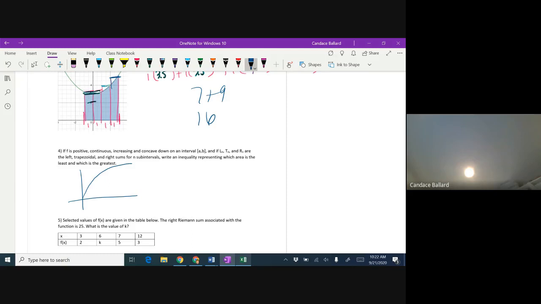Okay, so we know that one of them is going to give an overestimate, one of them is going to give an underestimate, and one of them is going to be stuck in the middle. Which one is probably going to be stuck in the middle? The left, the right, or the trapezoid? Tell me in the chat. I want to know everybody's opinion.